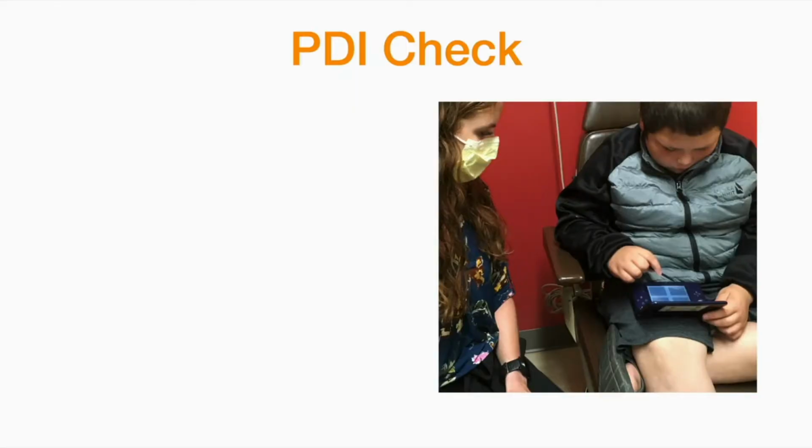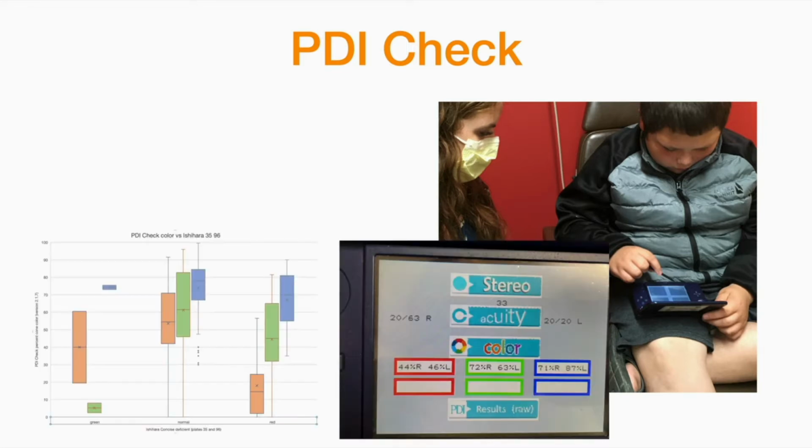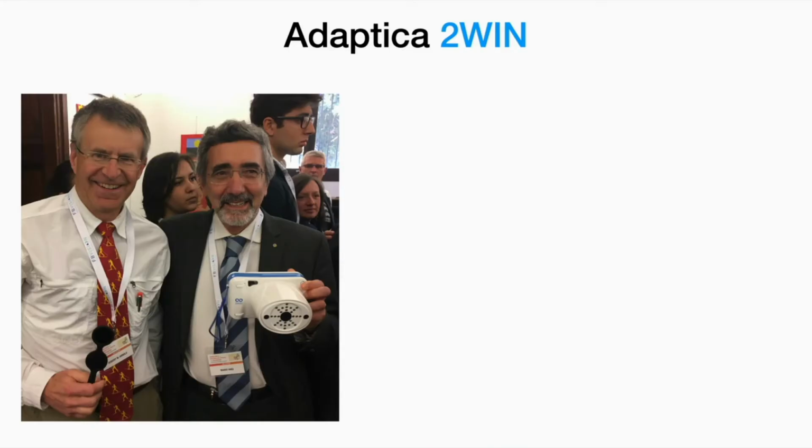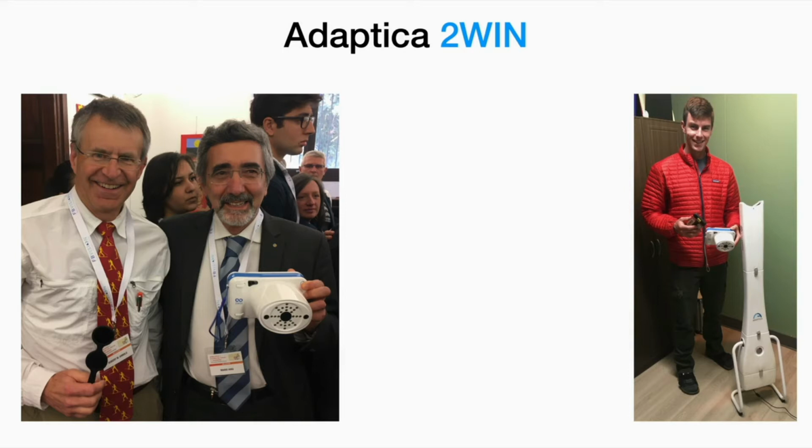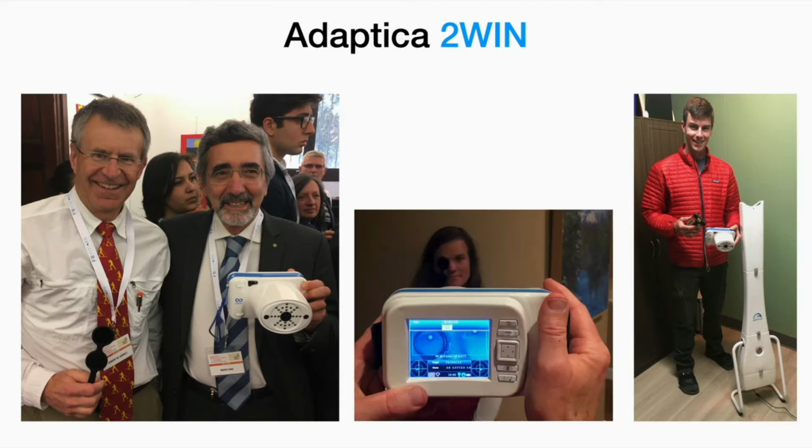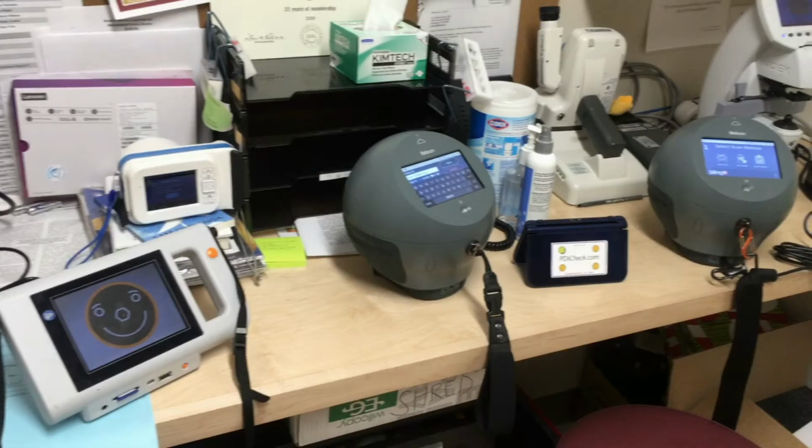PDI Check is an autostereoscopic game to be played on the Nintendo 3DS. It provides output in stereo, monocular visual acuity, and color. The 2Win is an infrared multiradial photorefractor that can provide refraction and estimates of strabismus or ocular alignment. For this study, we did not use the Adaptica Kaleidos tube or the infrared cover wand.